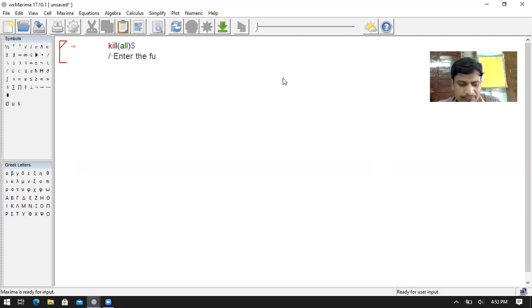Enter the function, that is the given function. Enter the function star and slash, then enter. Now what is the next step? That is the function, meaning f of x. We take f of x, then colon equal to.